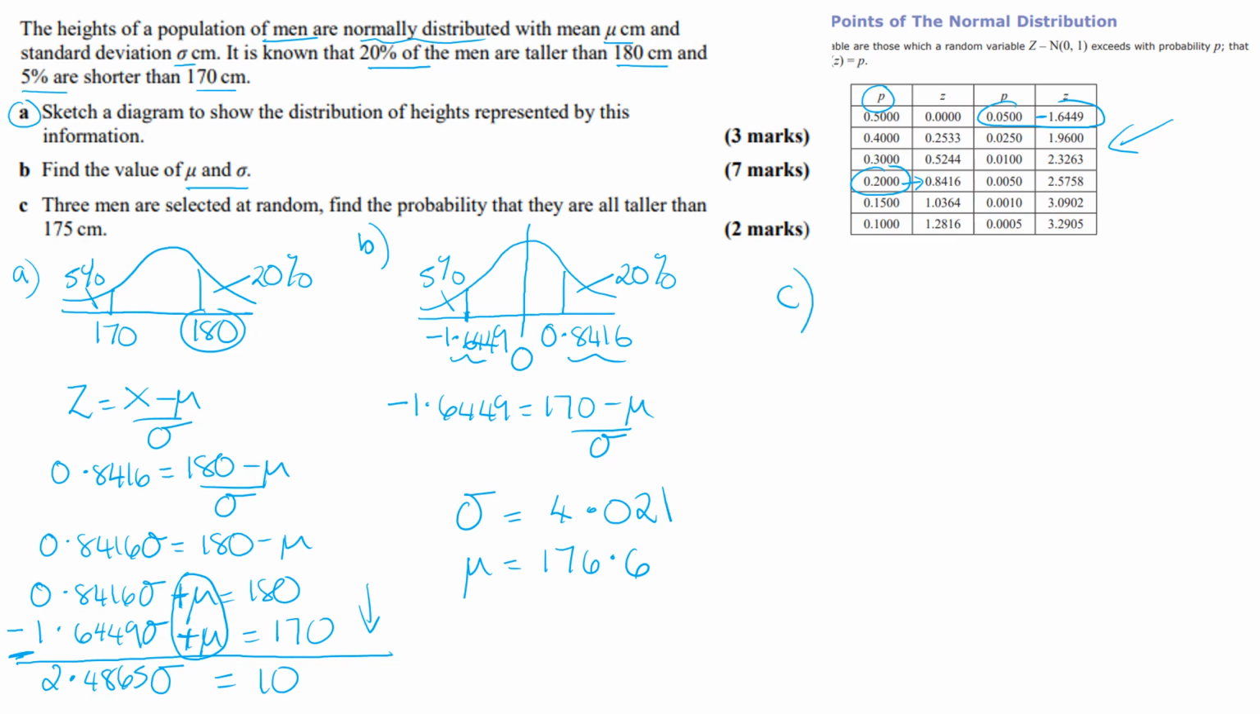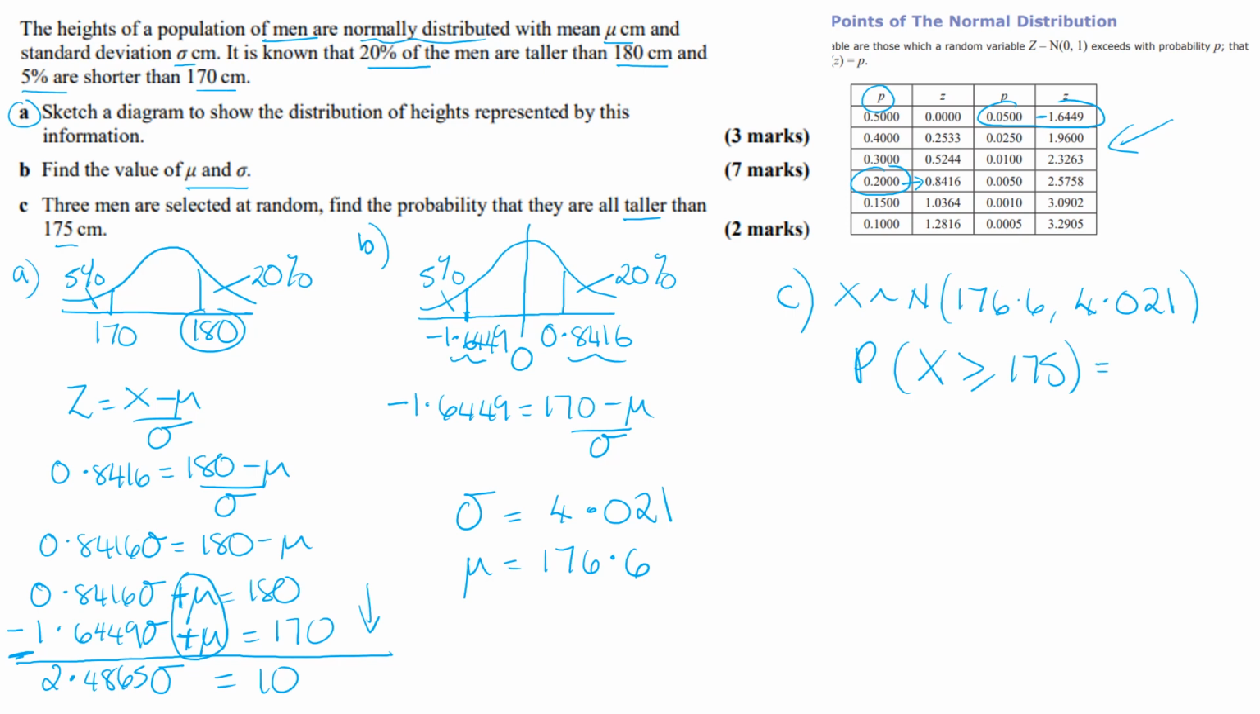And then in part C, 3 men are selected. Find the probability that they are all taller than 175. So now we know what mu and sigma is, normally distributed with 176.6 and 4.021. What is the probability of X being bigger than 175? Now, if you work that out on your calculator, that's the probability of just one man being taller than 175.